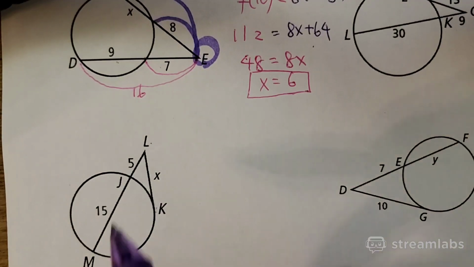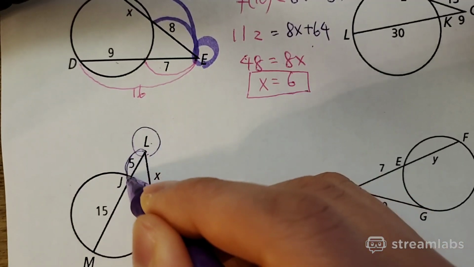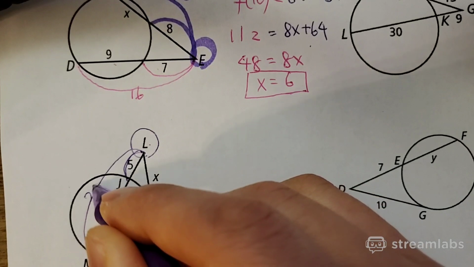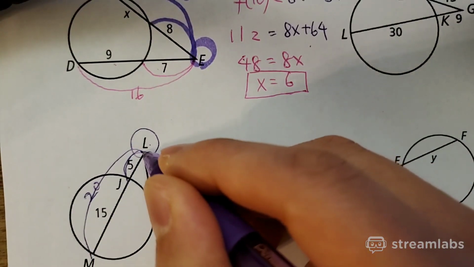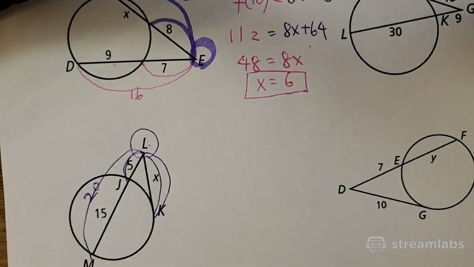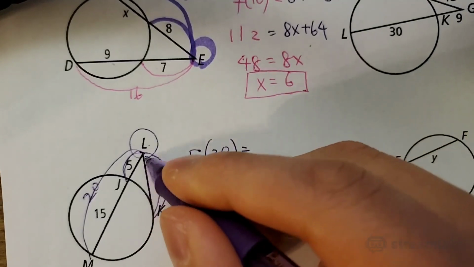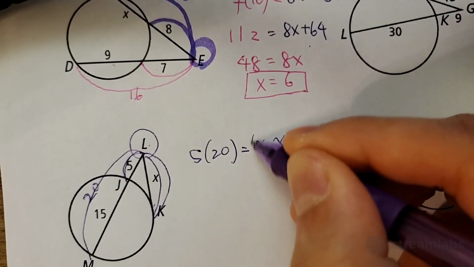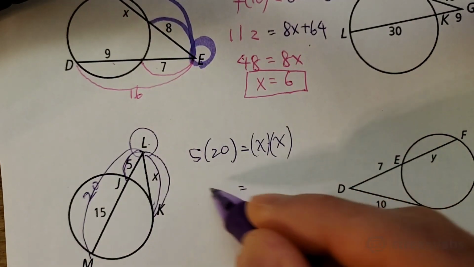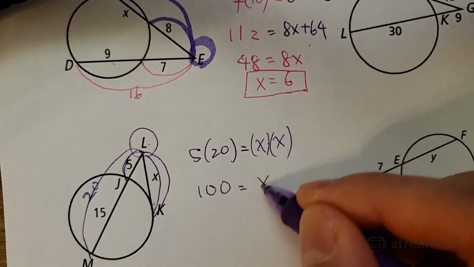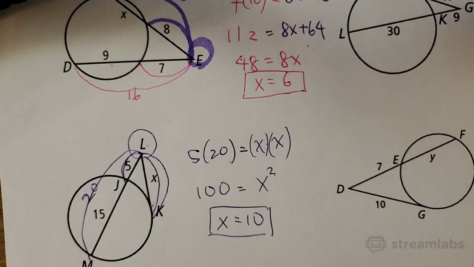So we look at this. This is the intersection, okay? So this times this whole thing, which is 20, right? 15 times 5. This is x times x, okay? So 5 times 20 equals x times x. You can put x squared if you want, but that's how I remember it, so I remember to do it twice. 100 equals x squared. X is 10. Very nice.